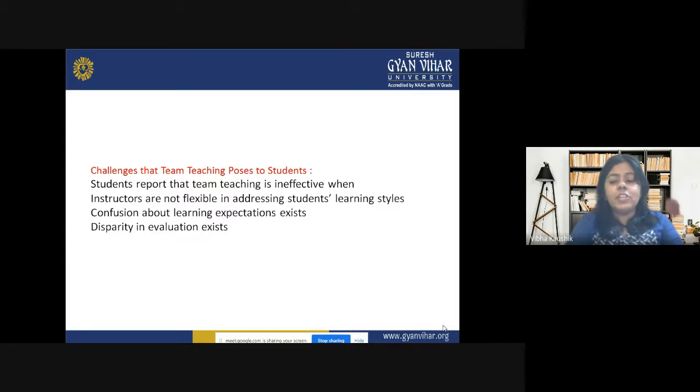Challenges that team teaching poses to students. Students report that team teaching is ineffective. They are saying that team teaching is not an effective method when instructors are not flexible in addressing students' learning styles, when instructors are rigid in addressing students' learning styles. Confusion about learning expectations exists. Disparity in evaluation exists.